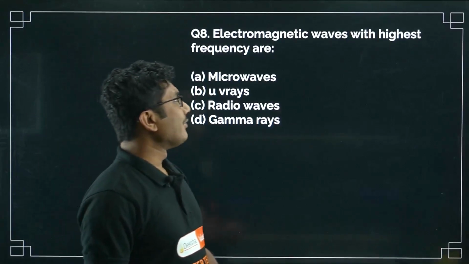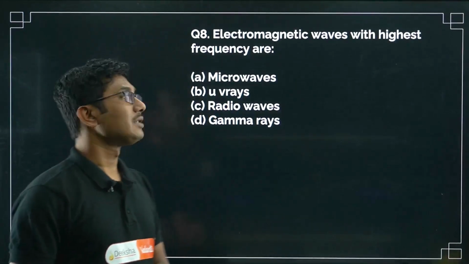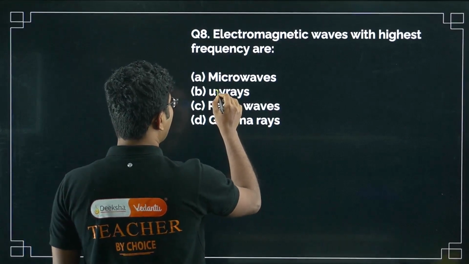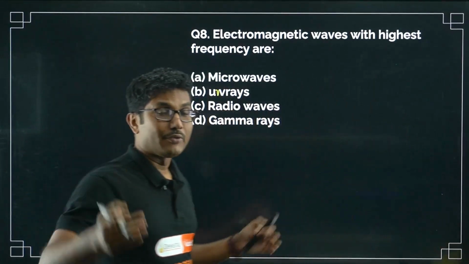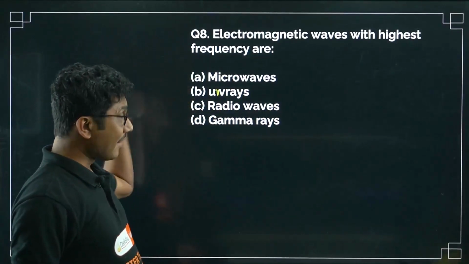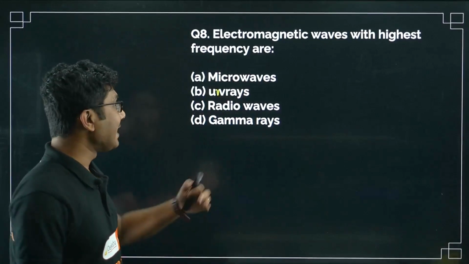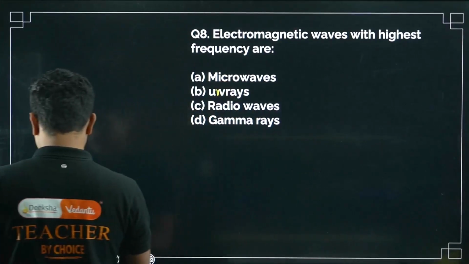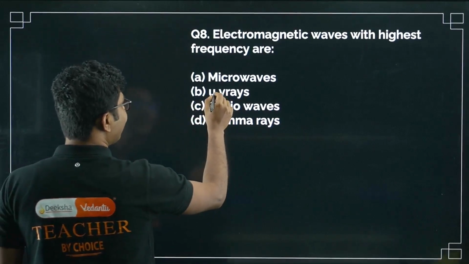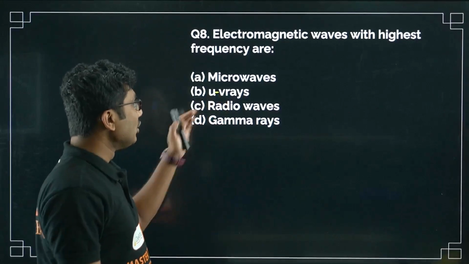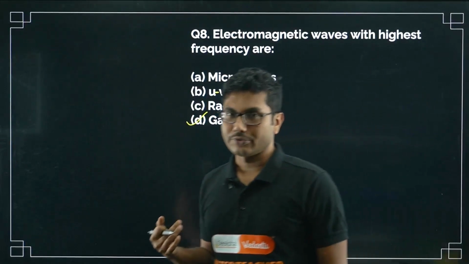Now next, electromagnetic waves with highest frequency are... So highest frequency means lowest wavelength. Now you have to see what are the options given. Microwaves and radio waves are in the lower frequency region, right? They have very big wavelength. In fact, radio waves have the highest wavelength, and after that microwaves in the next category. So microwaves are the second highest wavelength, which means lower frequency. So highest frequency means UV rays. Sorry, pardon me, V was there, I didn't see it. Actually the space is between U and V instead of between V and R, unfortunately. Anyway, UV rays is okay, but gamma rays are the highest frequency. So that's why the answer will be gamma rays.